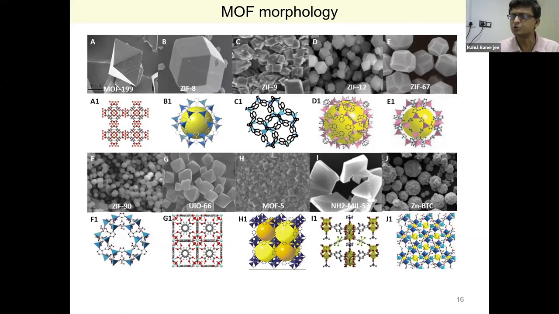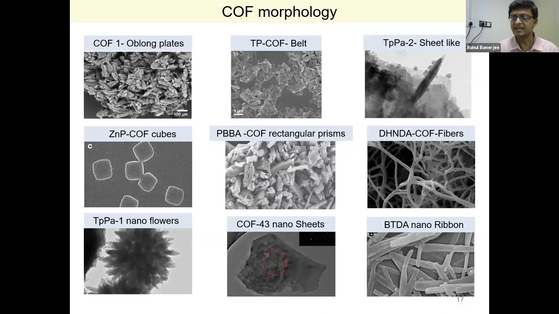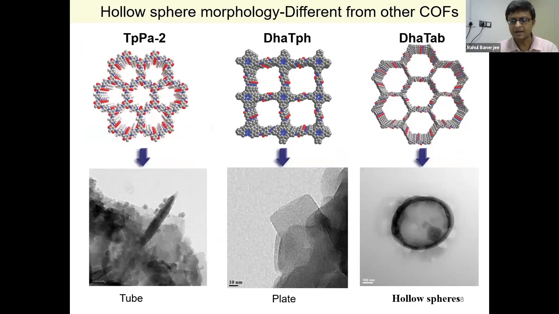So MOFs, you could fairly figure it out. But whereas the covalent organic frameworks, you know, they are hexagonal in nature, they're fairly crystalline, and there is absolutely no relationship between the crystal structure and the morphology. So that was first, you know, what struck me, why there is no relationship between these. And for example, let's say I'm taking the same hexagonal structure. Sometimes I get a tube-like architecture. Sometimes I get a sphere-like feature. Sometimes it is a hollow sphere also. So I could not figure it out.